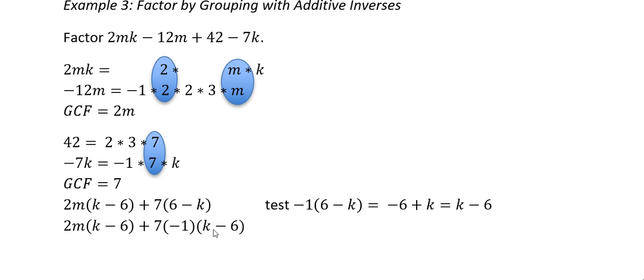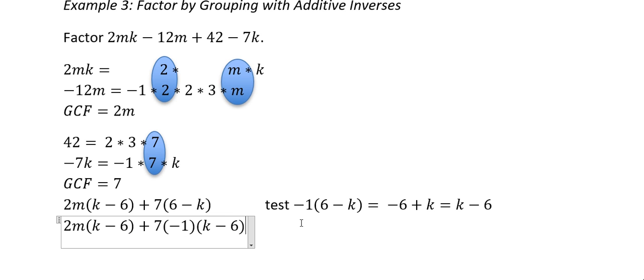So 7 times negative 1 times k minus 6. So we're going to take the negative 1 and pull it out of this, because we know that that is going to be k minus 6. Okay, so it's a little confusing because this looks different than what is here. But what you're saying is I'm going to pull the negative 1 out and I'm going to change this. So we have to change it to the other term.